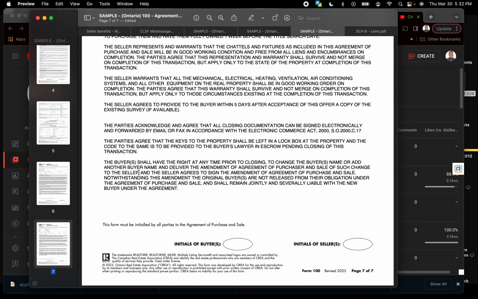And lastly, the buyer shall have the right at any time prior to closing to change the buyer's name or add another buyer and deliver the amendment of agreement of purchase and sale of such change to the seller, and the seller agrees to sign the amendment of agreement of purchase and sale. Notwithstanding this amendment, the original buyers are not released from their obligation under the agreement of purchase and sale, and shall remain jointly and severally liable with the new buyer under the agreement. So what this means is that at any time, we should be able to add a buyer into the transaction if we choose to do so.